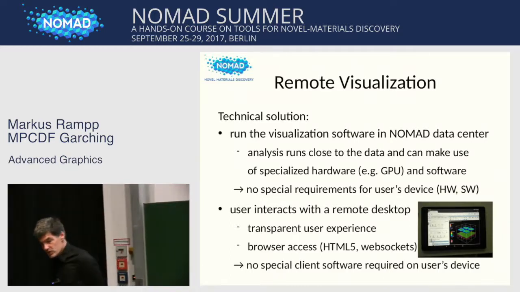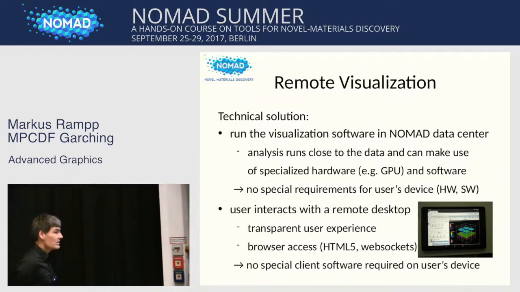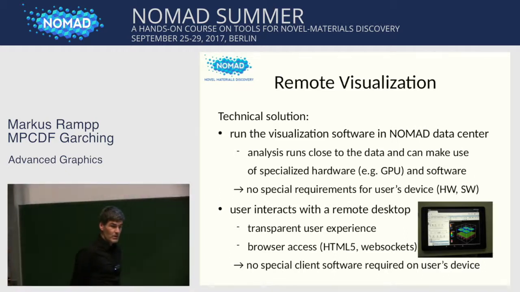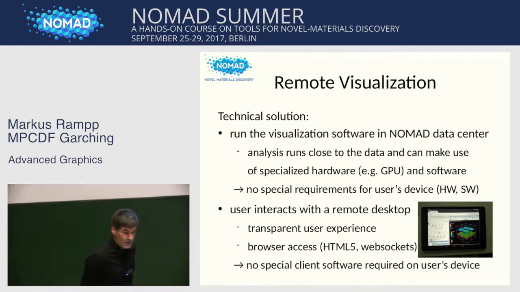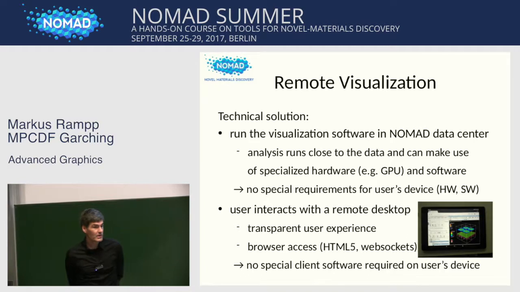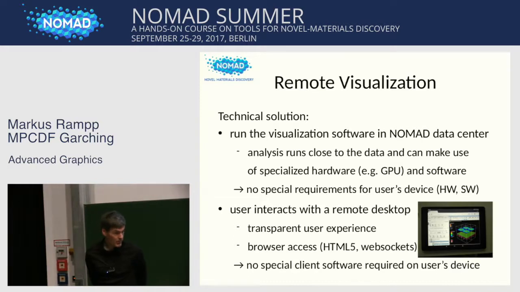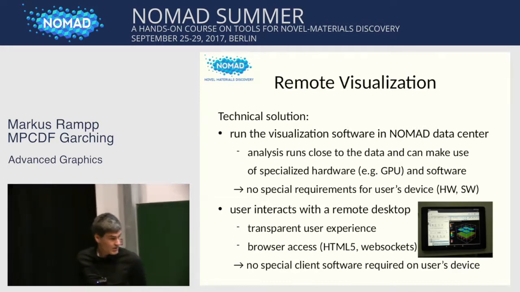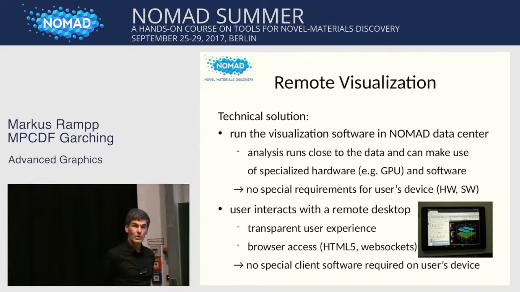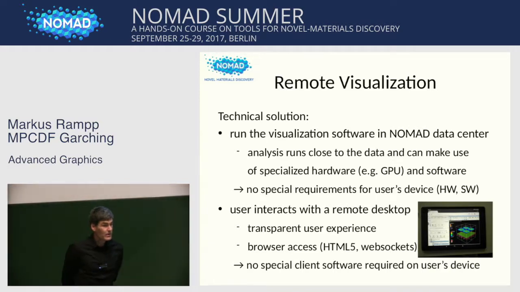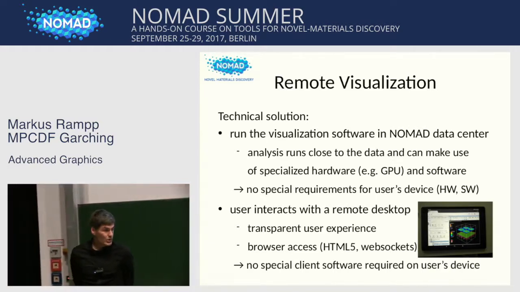And the technical solution to enable this is we are running the visualization software within the NOMAD data center, which means that the analysis and the software runs very close to the data and can make use of specialized hardware, for example, GPUs, and also maybe complex software installations. So there are no special requirements for your device concerning hardware and software, so you don't have to install anything on a tablet or PC or laptop or whatever. And basically the user just interacts with a remote desktop.